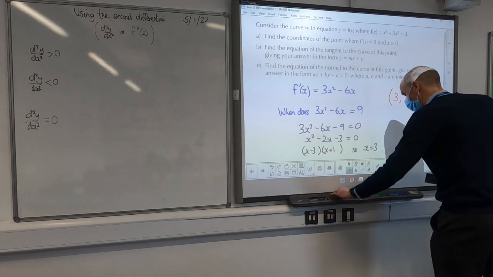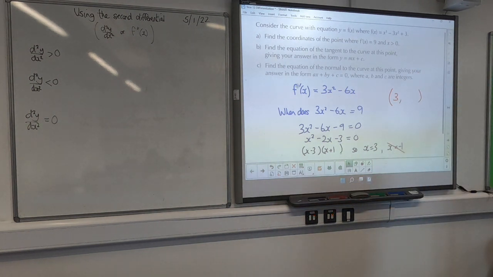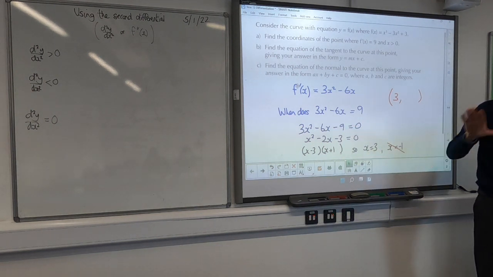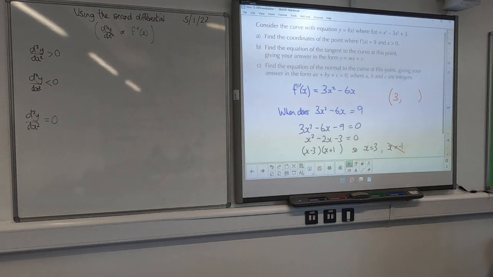To get the y value, you go back to the original function. So once you've got, and you didn't have to do this, you could have just whacked that into your calculator, got the same answers. Just keep my factorising skills loose.